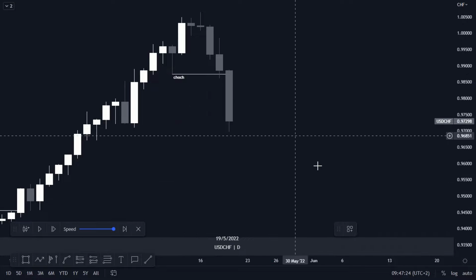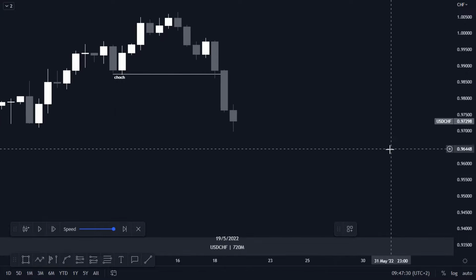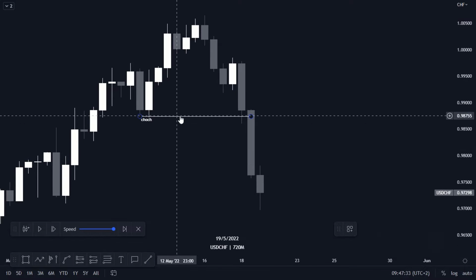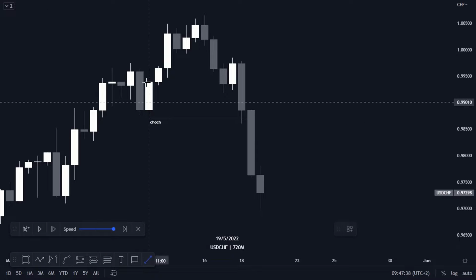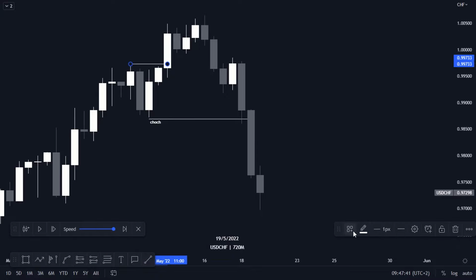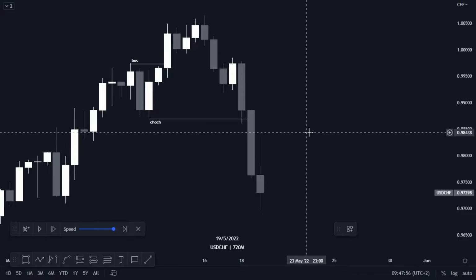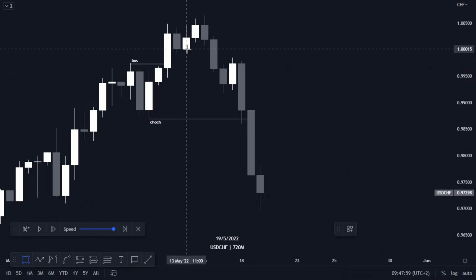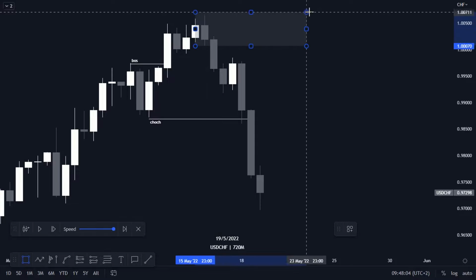On the lower time frame, let's just move to the 12-hour. Let's see something. Okay, you can see that here we have a change of market character, and our BOS is here. So what does a change of market character show us? It shows us that we might be moving from a bullish trend to a bearish trend. Now we're in an unconfirmed bearish trend.